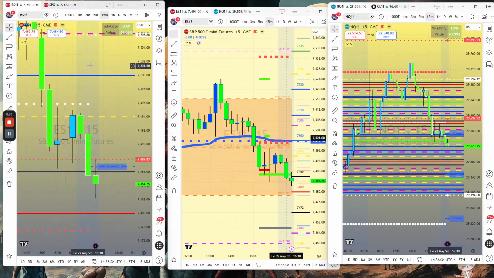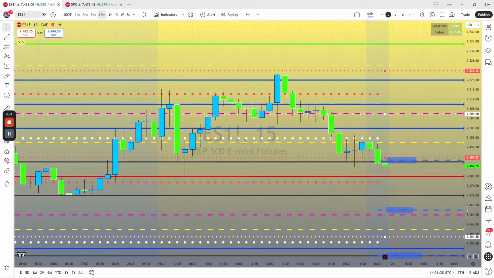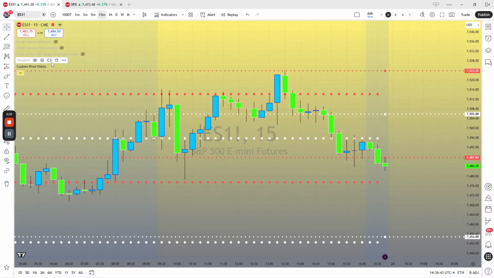Alright, let's go ahead and take a look at some of our markets. Got our day trader stuff up here. I haven't put in the monthly levels up towards the top.